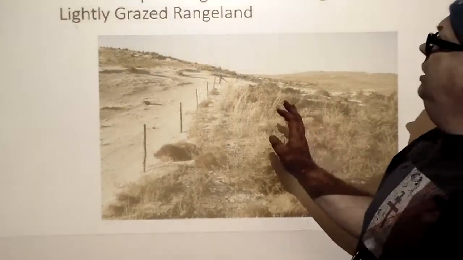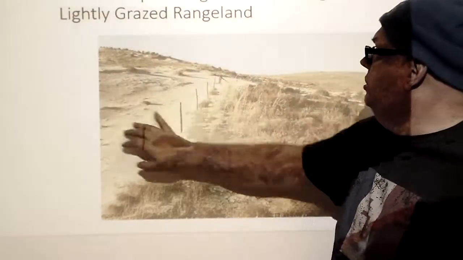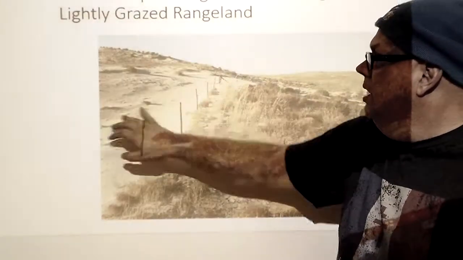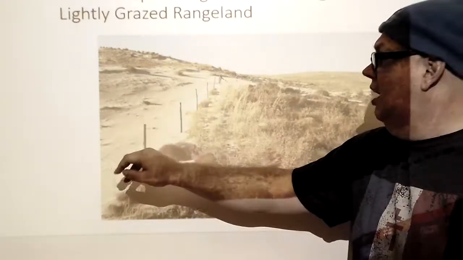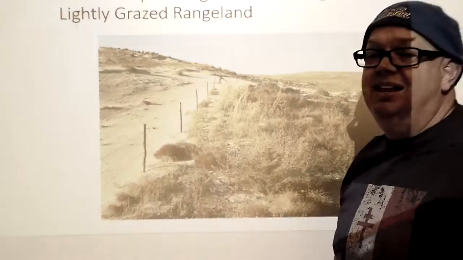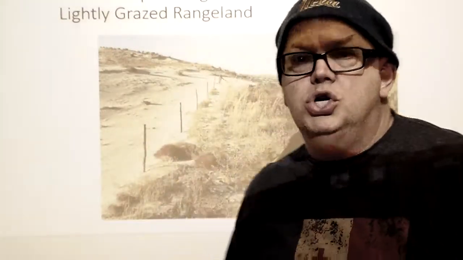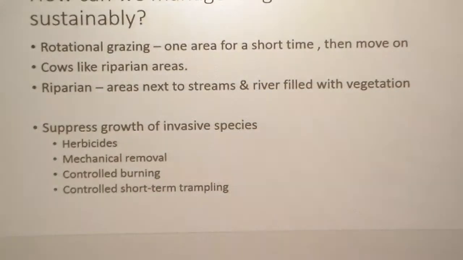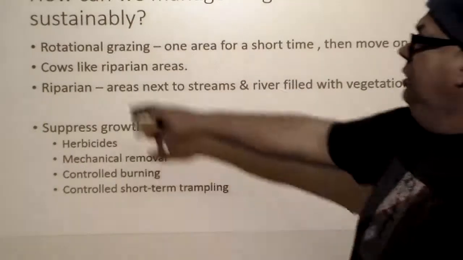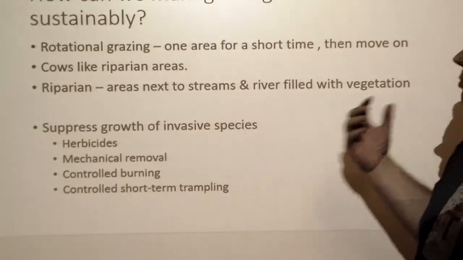And then here we looked at lightly grazed rangeland here compared to overgrazed here. And this is where you can see more damage here because you're seeing less vegetation cover. And when you're seeing more sand like this, guess what? This is where you end up getting wind and soil erosion together. And that's just the way that's happening. We talked about the idea about managing the rangeland sustainably. We looked at rotational grazing, one area for a short time and then move on.